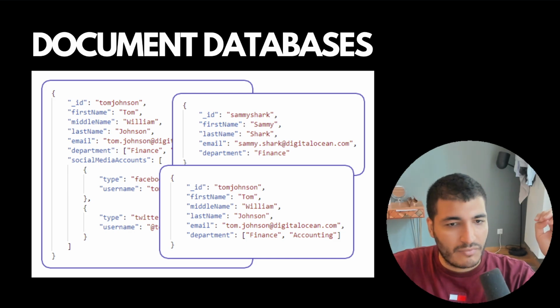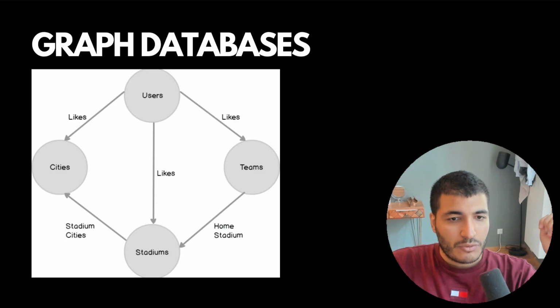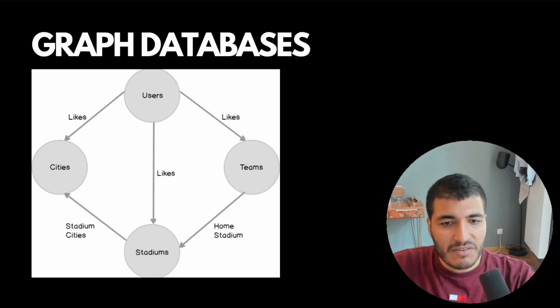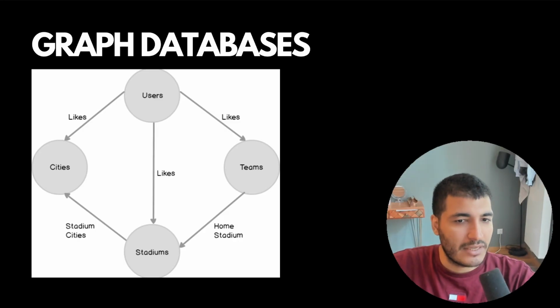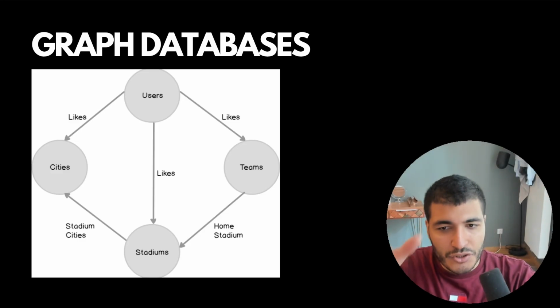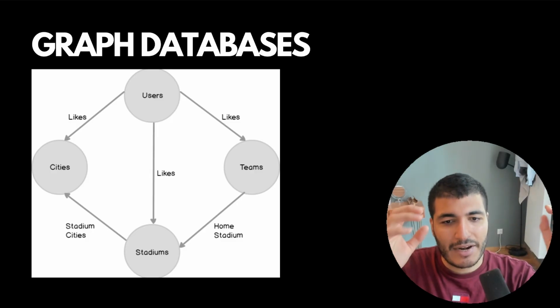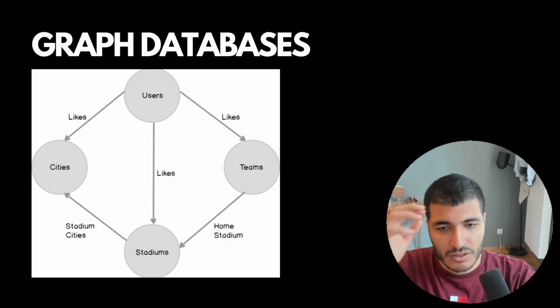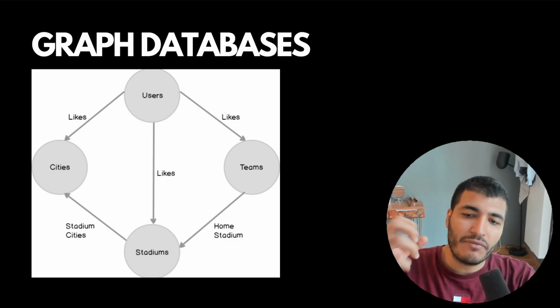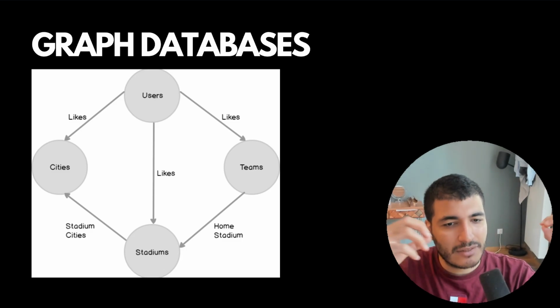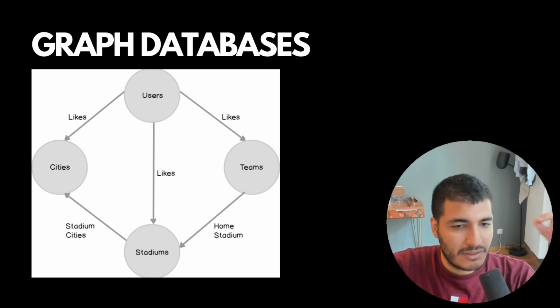Next, we have graph databases. Graph databases are specifically designed to store and query complex networks of interconnected data. They represent data as nodes, which are the entities, and edges, which are the relationships between entities, both of which can have properties. This structure enables efficient traversal, querying, and analysis of highly related data.